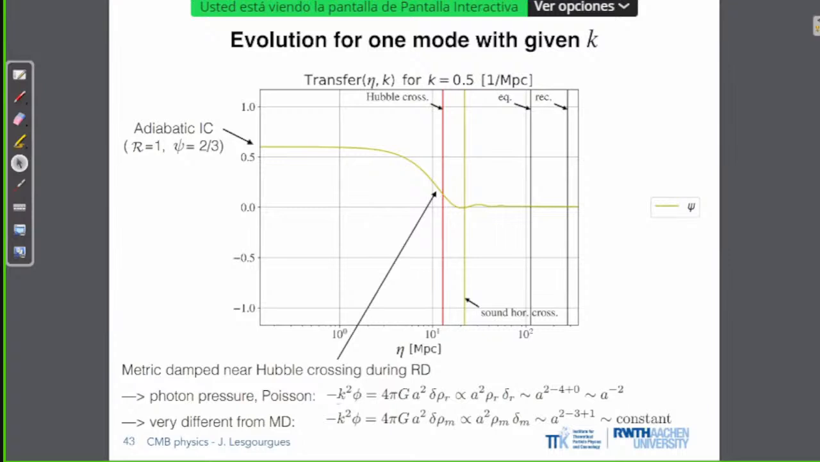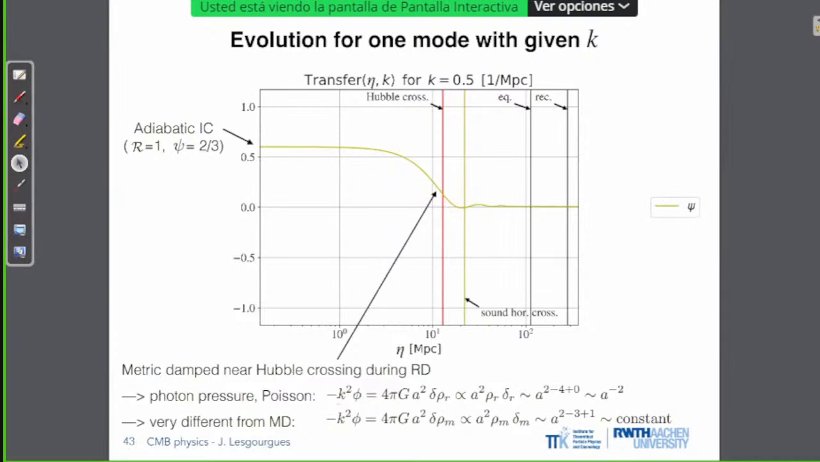A to the minus 4 because of this rho r. And since delta r, which is the density contrast of radiation, does not increase with time, because simply I don't have efficient gravitational clustering, I consider it as constant. In fact, it's oscillating, but on average, it's constant. So we sum up the powers, we get a to the minus 2, and we find that the ironing of phi is the most efficient effect, and phi decays. So it goes to 0.